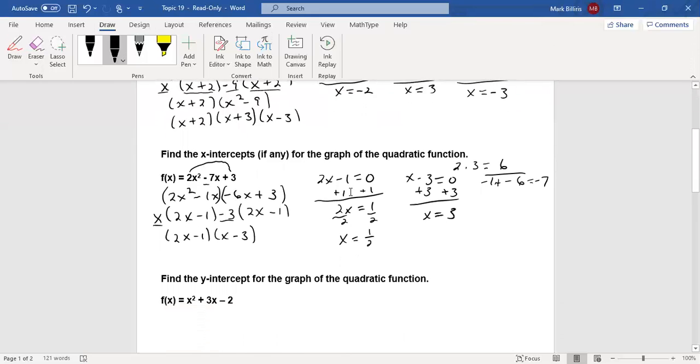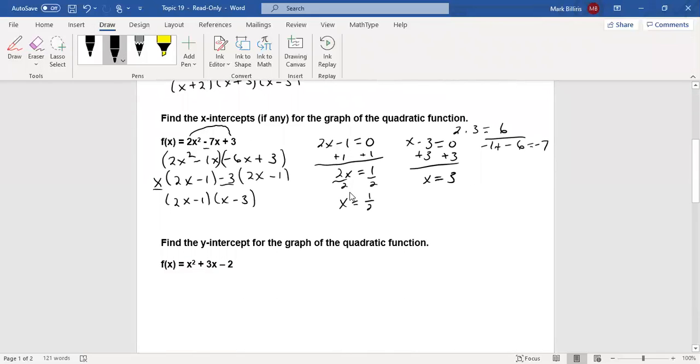Now to find the y-intercept, we'll do a problem to review finding the y-intercept. So the y-intercept is the place where the graph passes through or touches the y-axis. To find the y-intercept, we set x equal to 0. So all we're going to do is substitute 0 in for our x's.